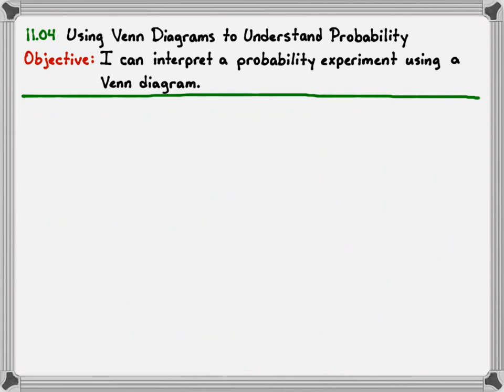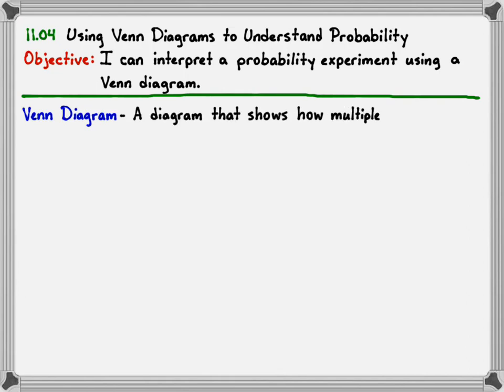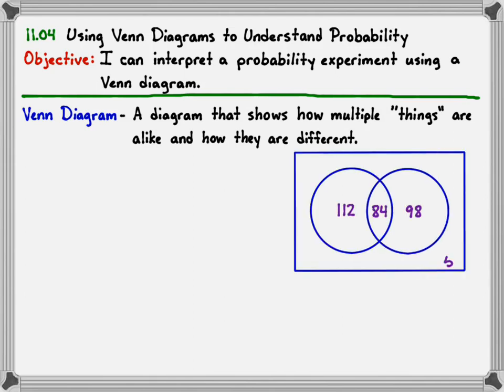Our goal today is to be able to interpret a probability experiment using a Venn diagram. Now, like I said before, a Venn diagram is used in a lot of different things. You guys are used to the idea of comparing and contrasting things, right? But we could go a little bit deeper and say that a Venn diagram shows how multiple things are alike and how they're different. Or it's the set of things that certain ideas have in common and the set of things that the ideas don't have in common. And so here is a Venn diagram in respect to numbers.